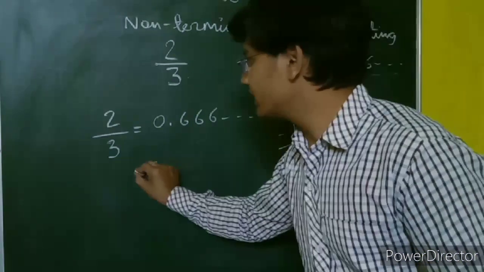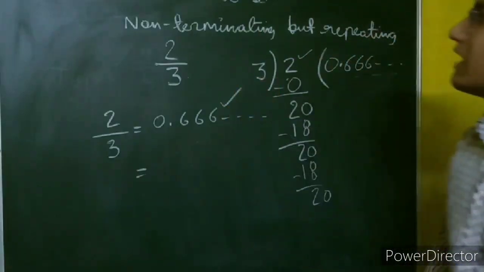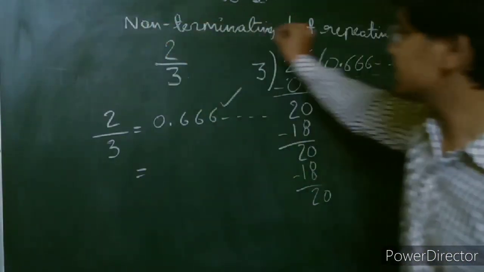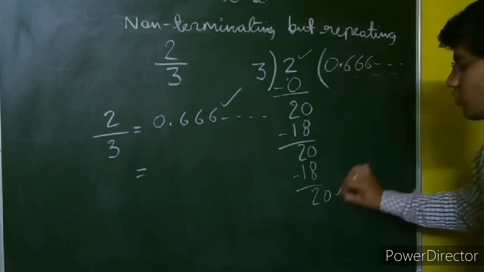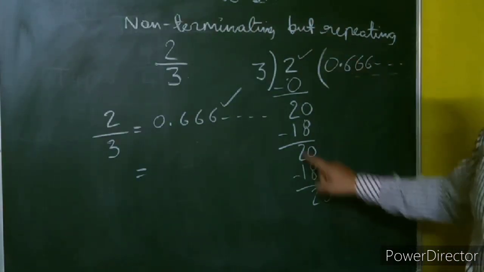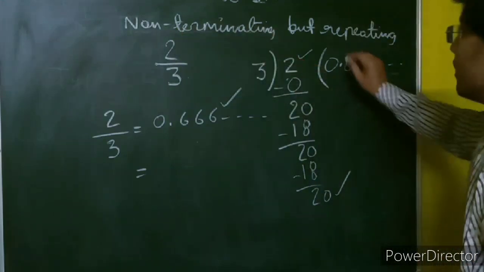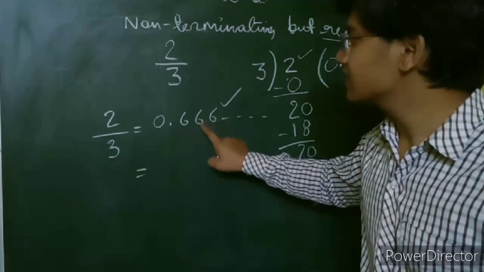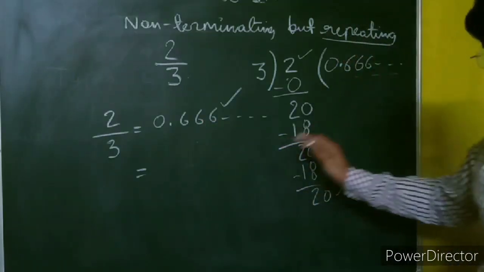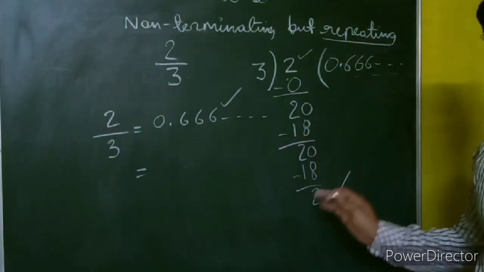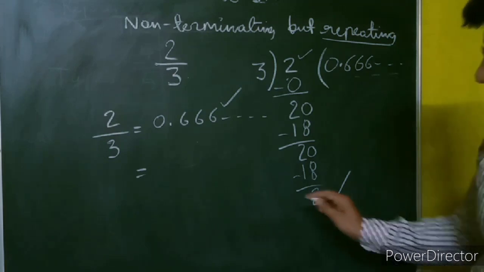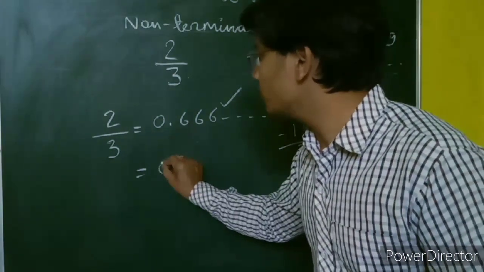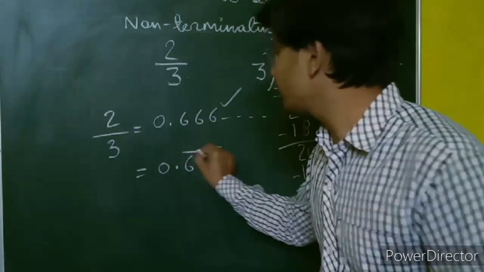So we will call it which type of decimal expansion? Non-terminating. Non-terminating means it is not ending. Remainder is not coming 0. Non-terminating but repeating. Repeating means, see here this 6 6 6, it is going to repeat. That's why it is non-terminating but repeating. So our answer would be 0.6 bar.